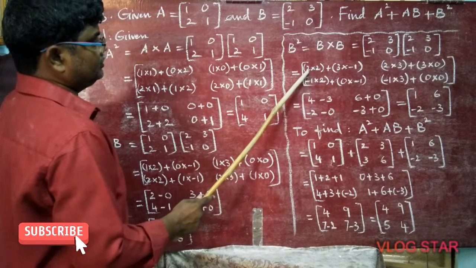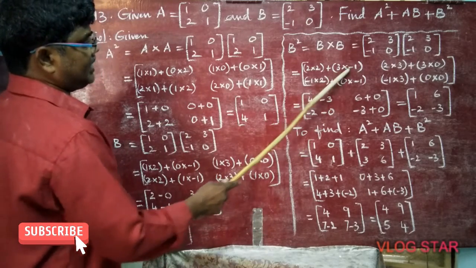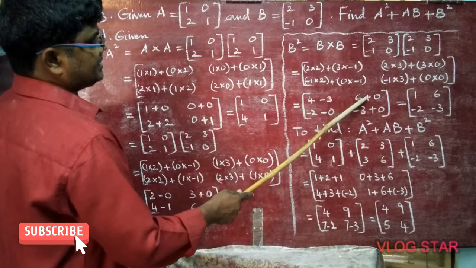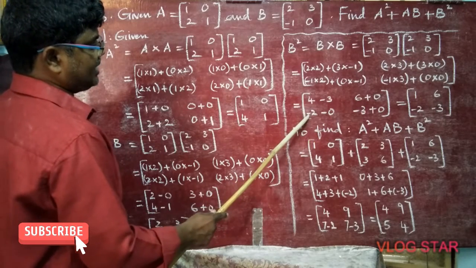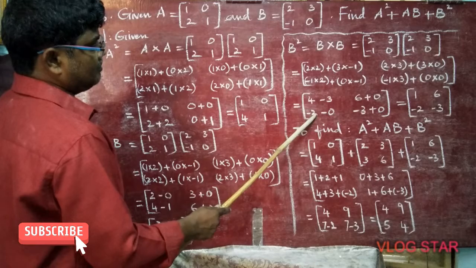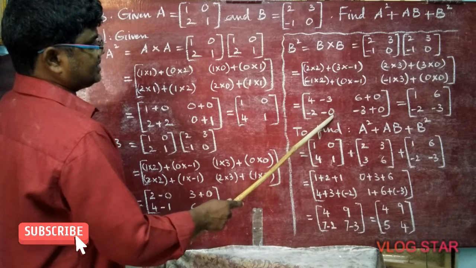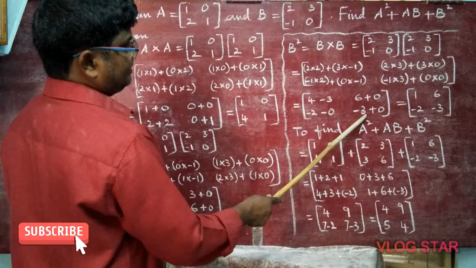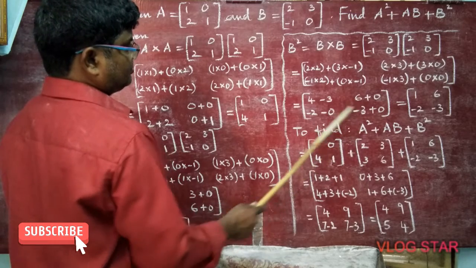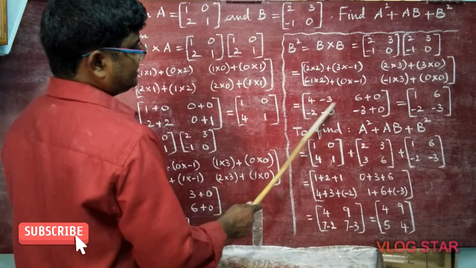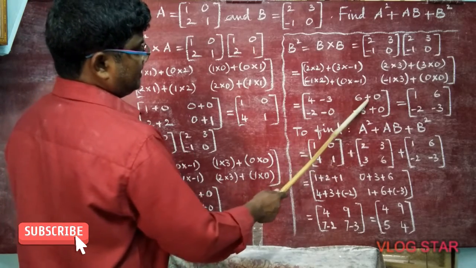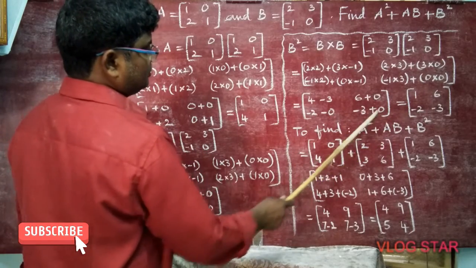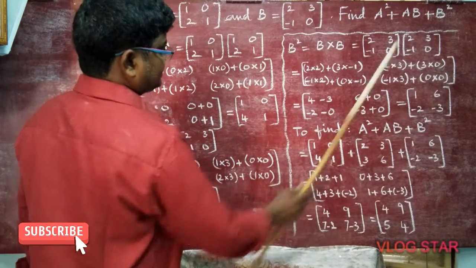Now simplify. 2 2s are 4, plus into minus, minus, 3 1s are 3. 2 3s are 6, plus 3 zeros are 0. Plus into minus, minus, 1 2s are 2, plus into minus, minus, 0 1s are 0. Minus into plus is minus, 1 3s are 3, plus 0 zeros are 0. Now you are simplifying. 4 minus 3 is 1, 6 plus 0 is 6, minus 2 minus 0 is minus 2, minus 3 plus 0 is minus 3.